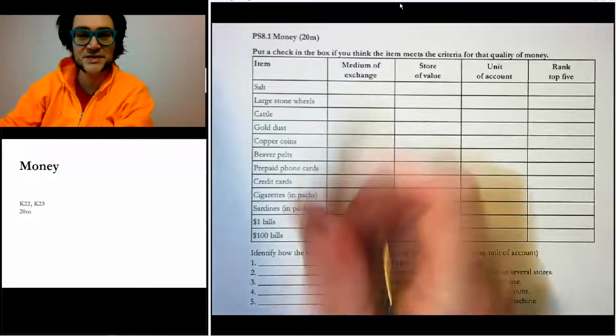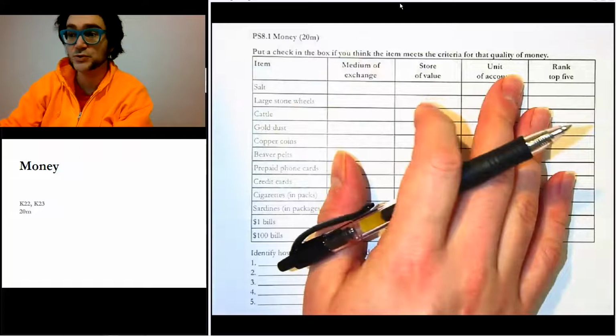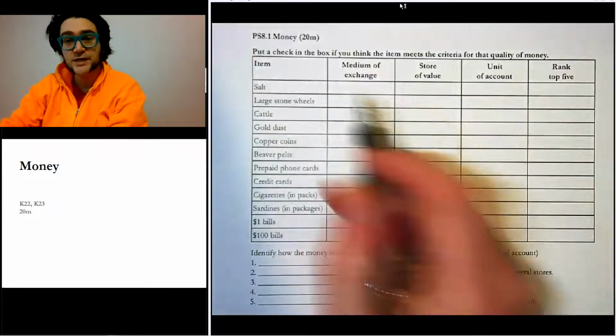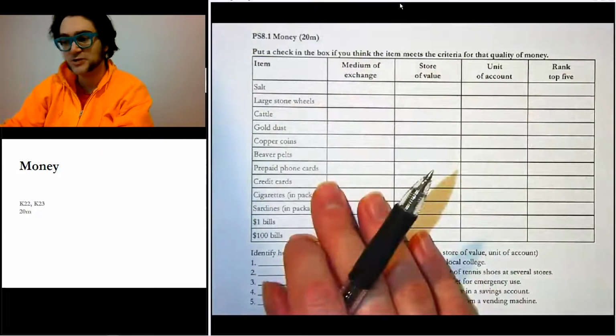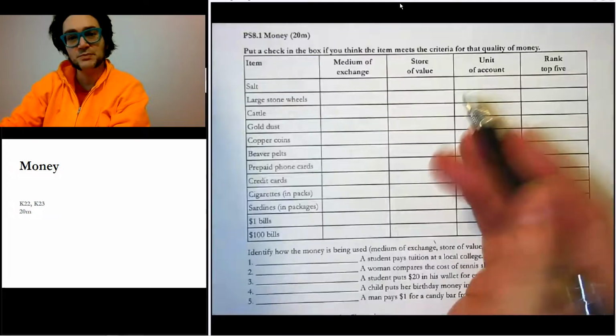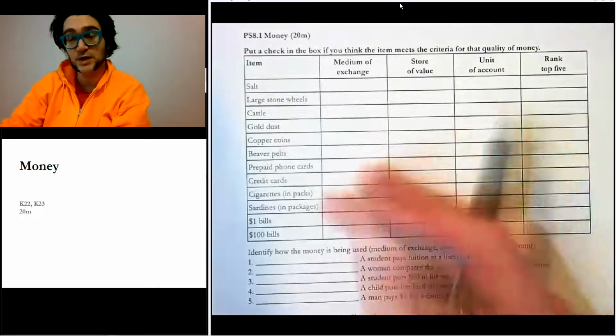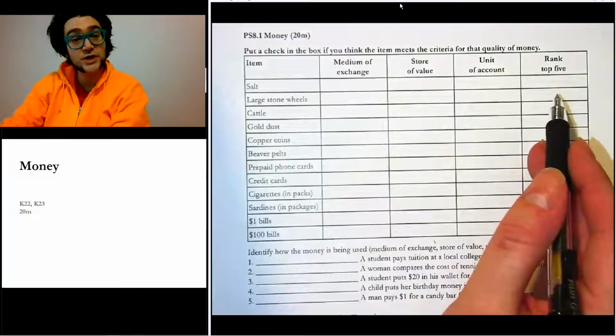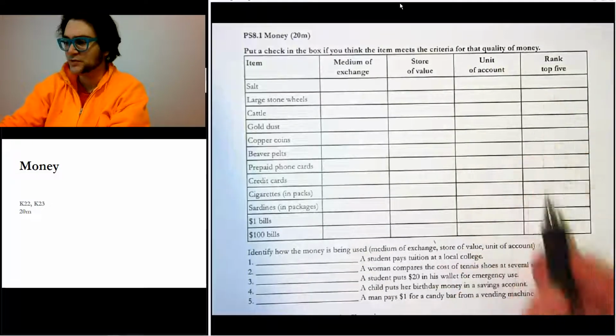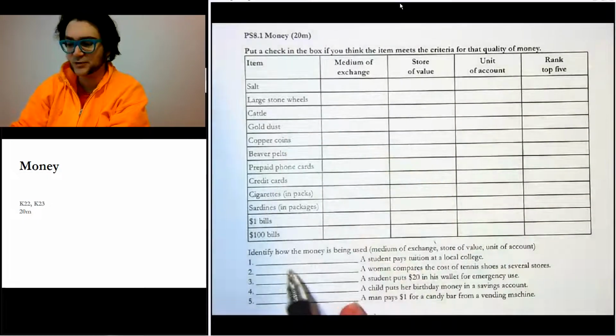Well, hi there. So in this video, we're going to do the practice set related to money. The first thing to know is that this top half is more just getting you to think about whether each item would meet the criteria for that quality of money. And normally in class, we'd have a quick conversation about what we think the top five listed here would be.